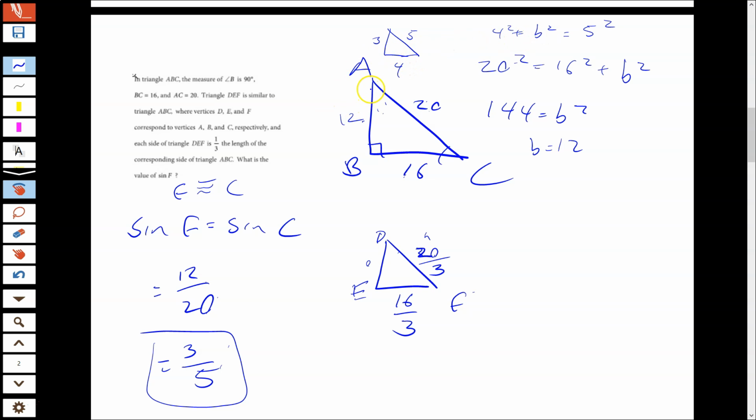So for the purposes of this class, it's okay if you used a calculator to do this, right? And gave me 12 over 20, because these are equivalent. I don't need you to reduce that. So either answer is fine here.